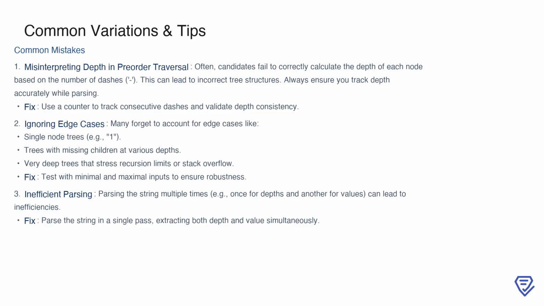Another pitfall is ignoring edge cases. For example, a single-node tree, trees with missing children at various depths, or very deep trees that can push the recursion limit. Testing your solution with both minimal and maximal inputs can help catch these edge cases.